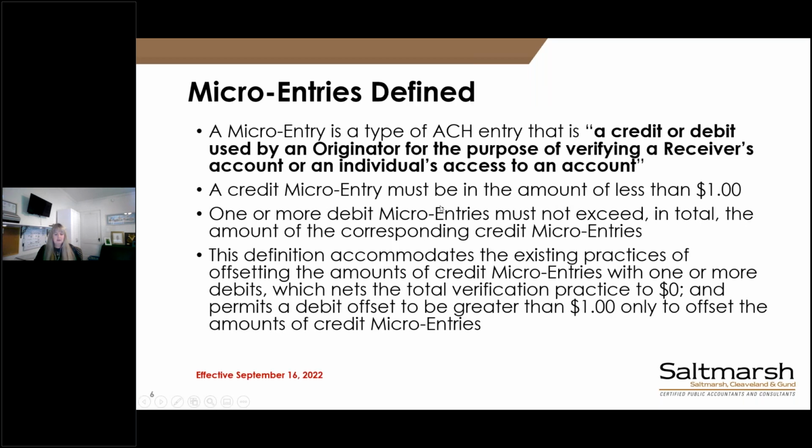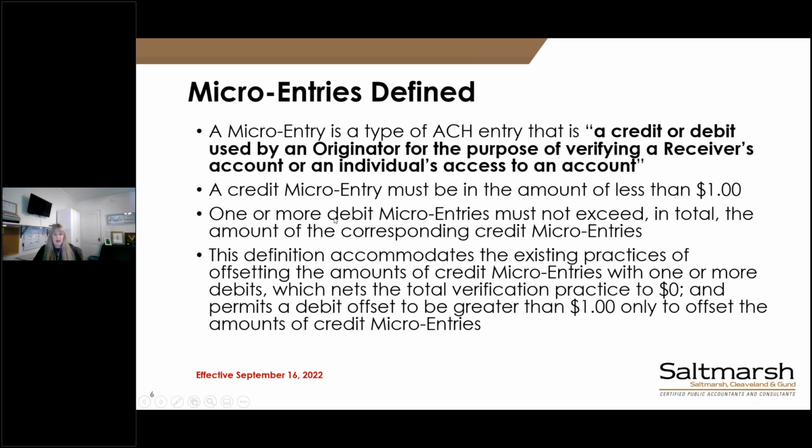So micro-entries are defined as a credit or a debit used by an originator for the purpose of verifying a receiver's account or an individual's access to an account. So that's going to be the definition. A credit entry, if there's a micro entry, must be in the amount of less than $1.